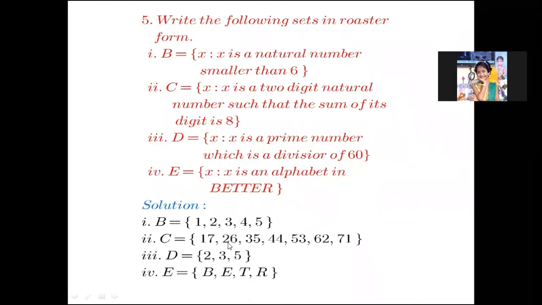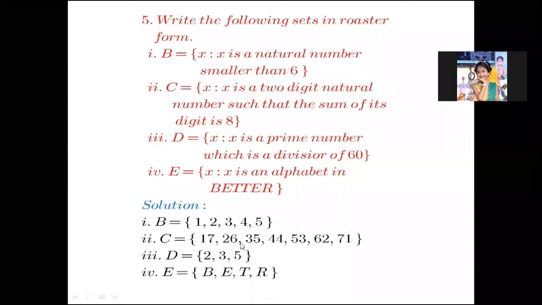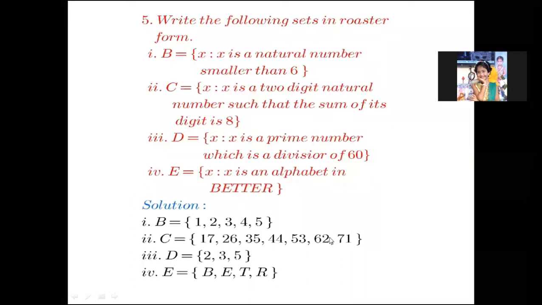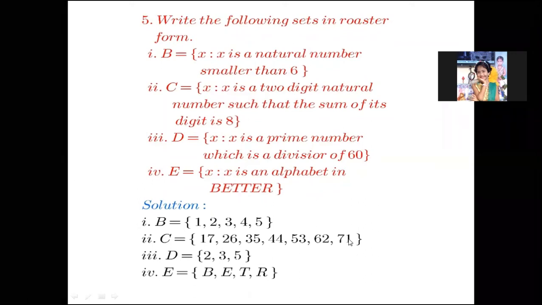Next, 26. 2 plus 6, 8. It is also a 2-digit number. Next, 35. 3 plus 5, 8. Next, 44. 4 plus 4, 8. Next, 53, 5 plus 3, 8. Next, 62, 6 plus 2, 8. Next, 71, 7 plus 1, which is nothing but 8. All are 2-digit numbers.